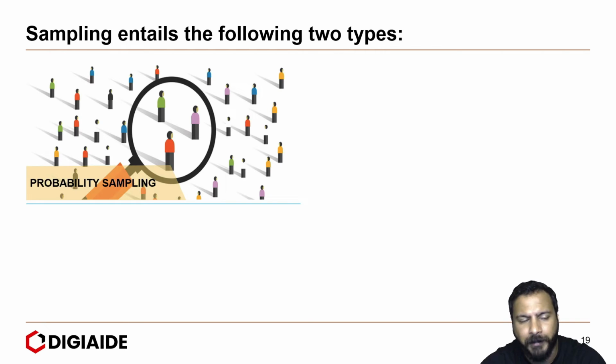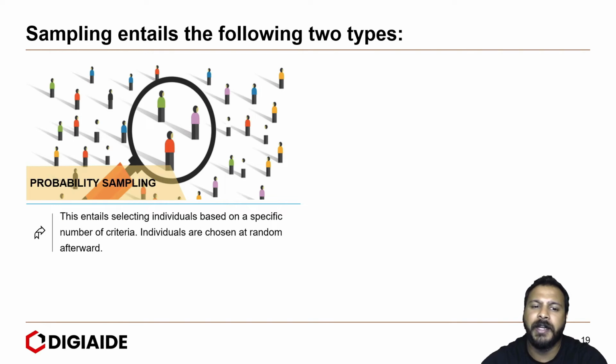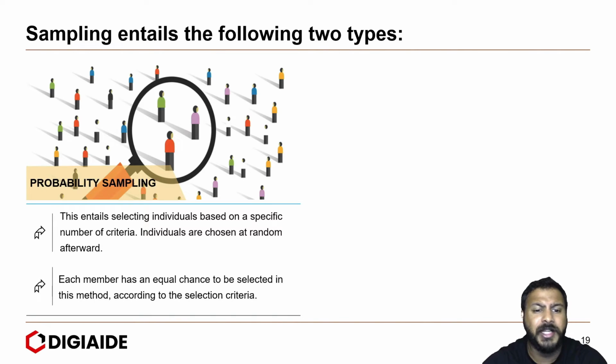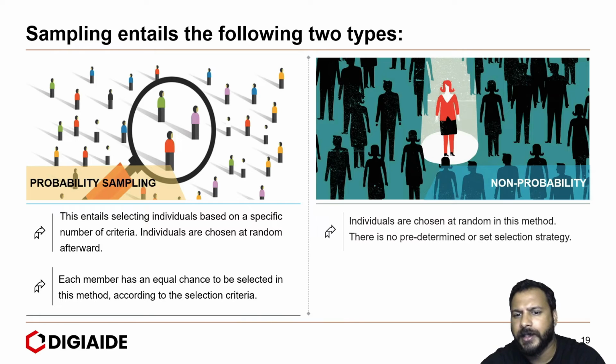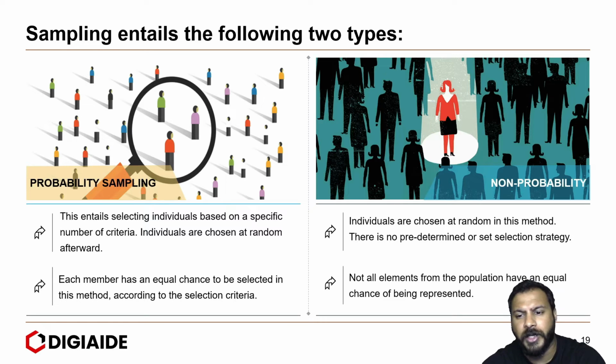First, probability sampling. This entails selecting individuals based on a specific number of criteria. Individuals are chosen at random afterwards. Each member here has an equal chance to be selected in this method according to the selection criteria. Next is non-probability sampling. Individuals are chosen at random in this method. There is no predetermined or selection criteria. Not all elements from the population have an equal chance of being represented.